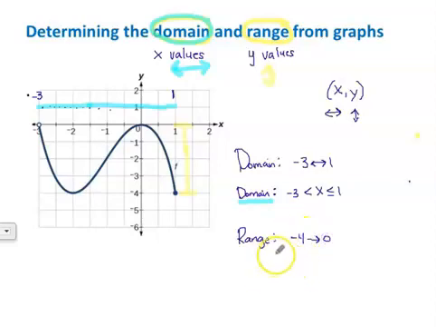But let's write it correctly. Let's write it with an inequality. So range is all of our possible y values. And again, we've got a closed circle, so we can say that y has to be greater than or equal to -4, and it touches at 0 here. So range from -4 to 0, it has to be less than 0, so that open circle there. So that is our domain and range.